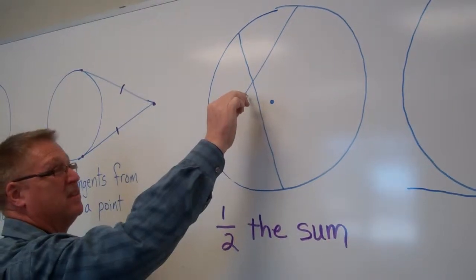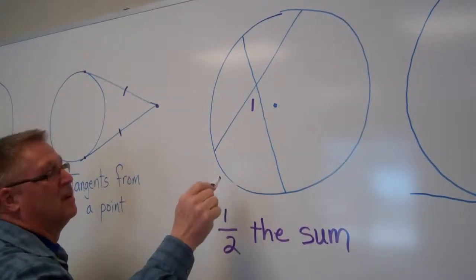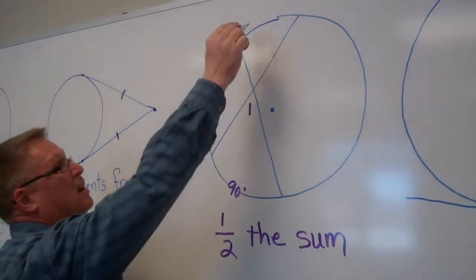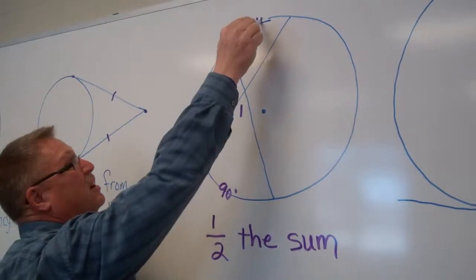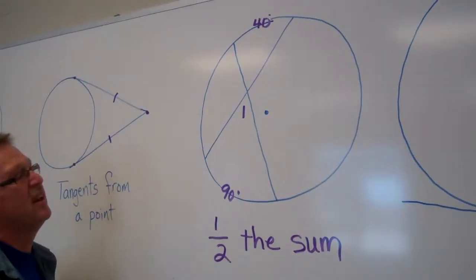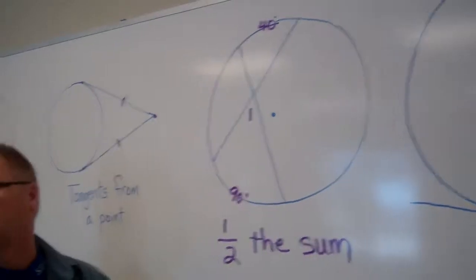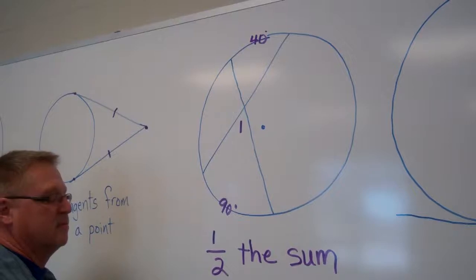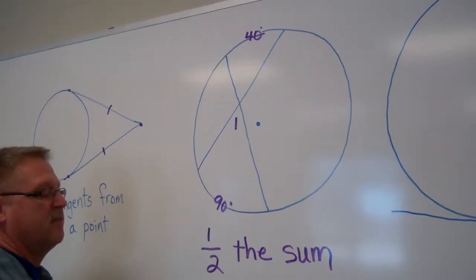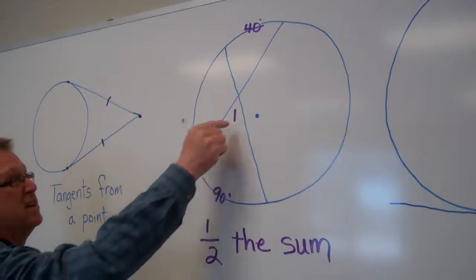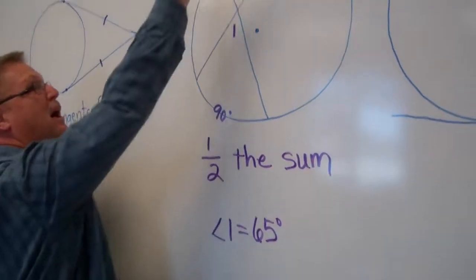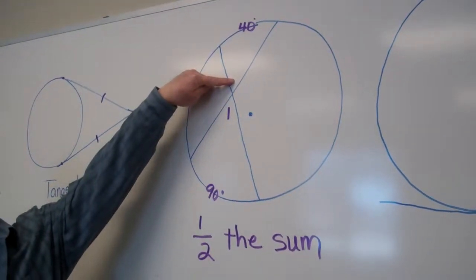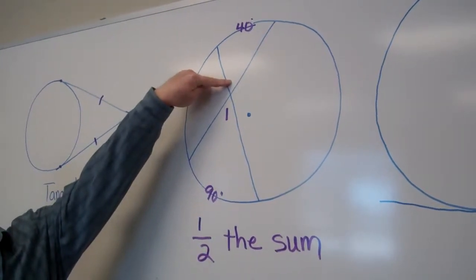So if you're wondering about this angle 1 here, if it catches 90 degrees here and 40 degrees here, you would just have to add that up. 90 plus 40, 130, that'd be a 65 degree angle then. Half the sum of what it catches ahead and back. And of course, that's the same angle. If one of them's 65, so is the other. They're vertical angles.